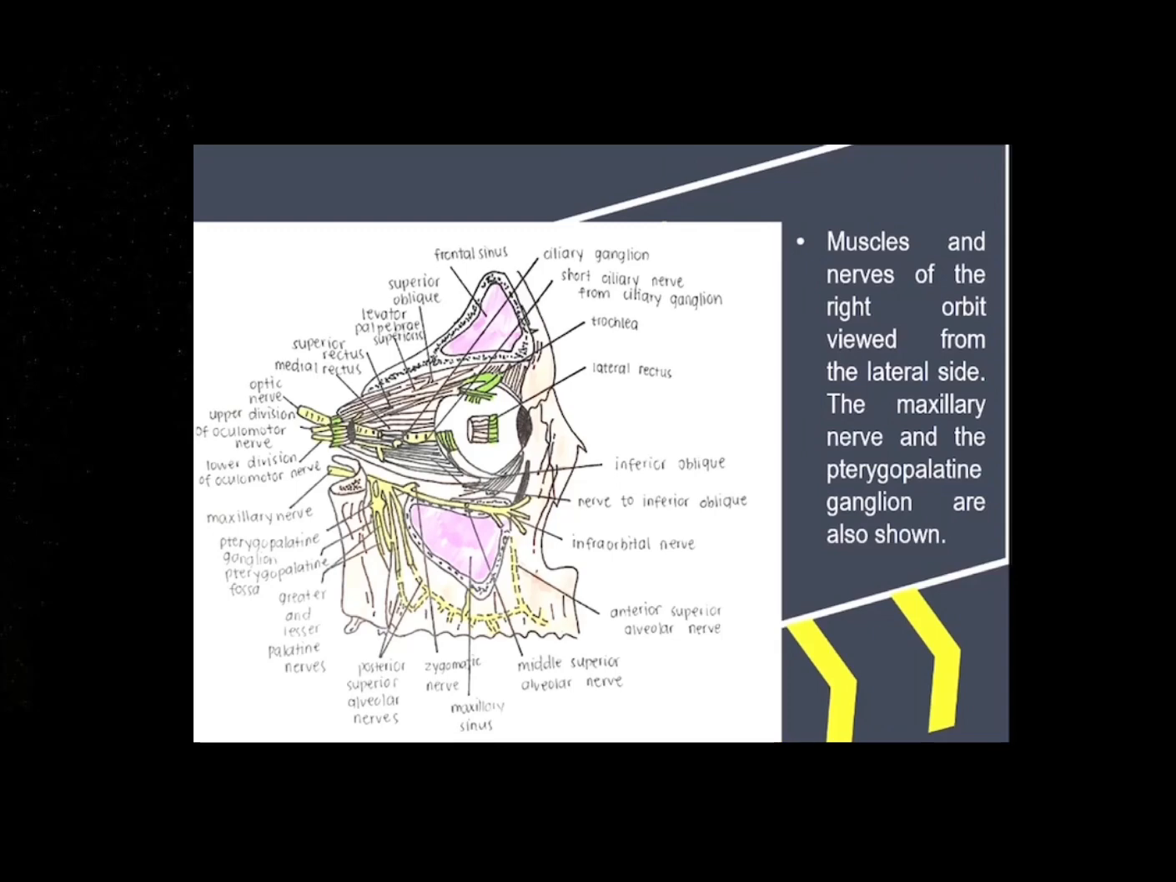Let us move on to the next topic, the nerves of the orbit. The optic nerve enters the orbit from the middle cranial fossa by passing through the optic canal. It is accompanied by the ophthalmic artery, which lies on its lower lateral side. The nerve is surrounded by sheets of pia mater, the arachnoid mater, and the dura mater.